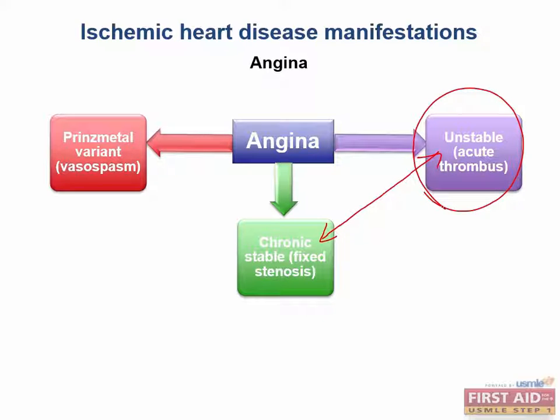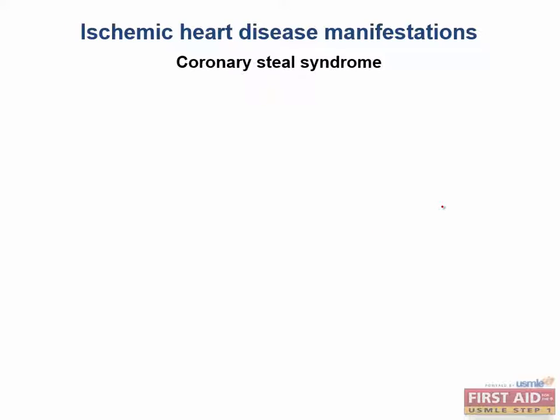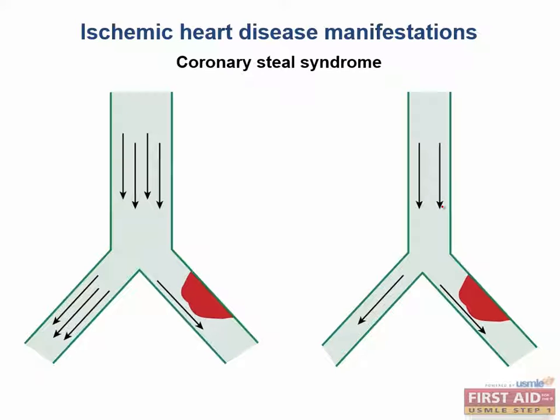Unstable angina does not improve with rest. So now we go on to coronary steal syndrome. This is high yield. Notice here on the patient left image, there is a large plaque limiting blood flow. This vessel has already used up all of its compensatory mechanisms to maximally dilate this part of the coronary artery because it wants to increase flow past this stenotic branch.